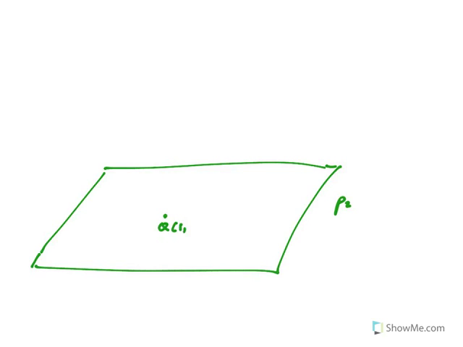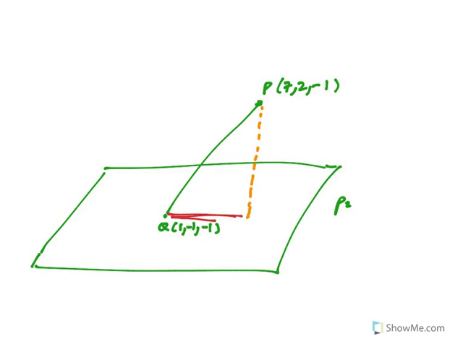Given that this is your plane 2, this is point Q(1, -1, -1). For the length of projection of QP, P is (7, 2, -1). We want to find this so-called red line. Am I right? What we want for part 4, right? How to find?